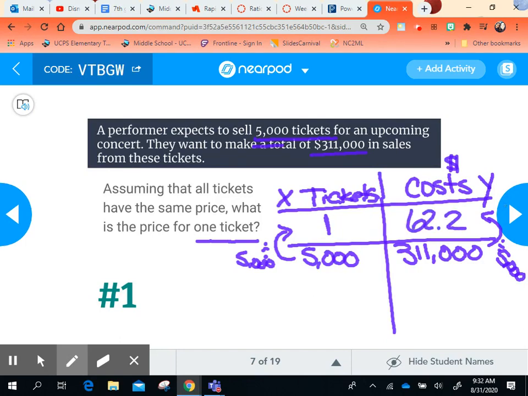So assuming that all tickets have the same price, what is the price for one ticket? So what's the price for one ticket? Okay, but how do I say that in money? Perfect. So the price for one ticket is $62.20. Keep in mind, when it's asking you for money, make sure you write your answer in money.